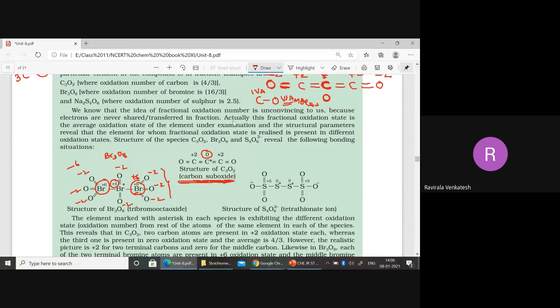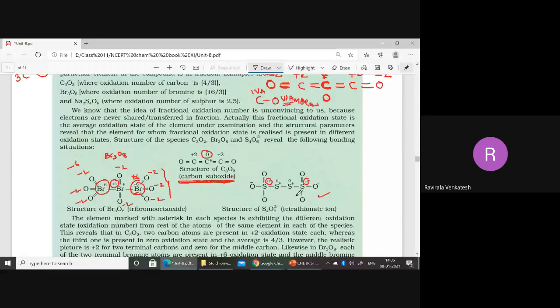Next, coming to here, what happened? S4O6 -2. Now sulfur, same thing, 0, 0. Now if you observe sulfur here, what oxidation state are you having? How many bonds are you having? 1, 2, 3, 4, 5. So +5. Here also 1, 2, 3, 4, 5, +5. So in this way, we can calculate the oxidation states.